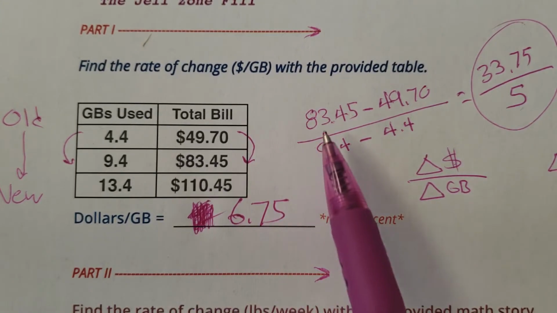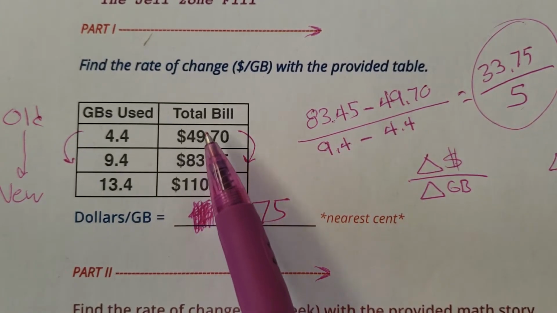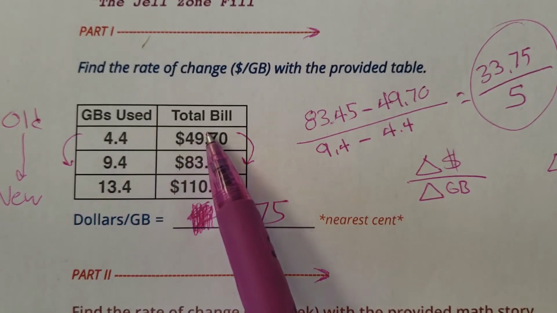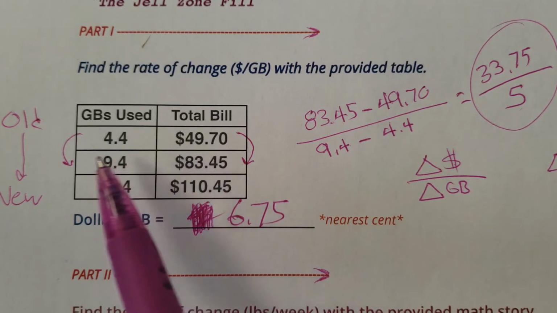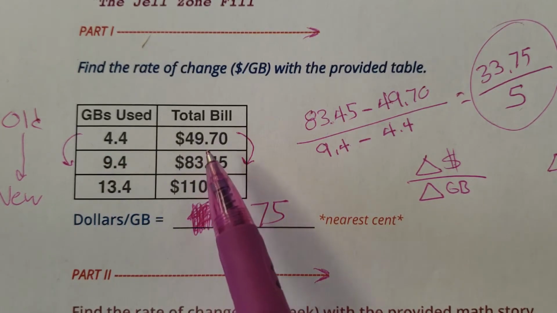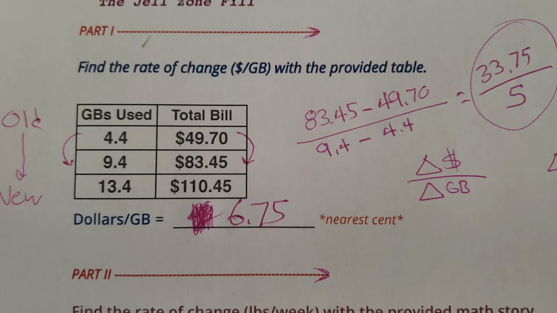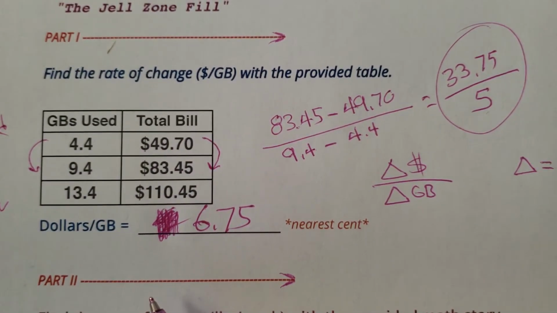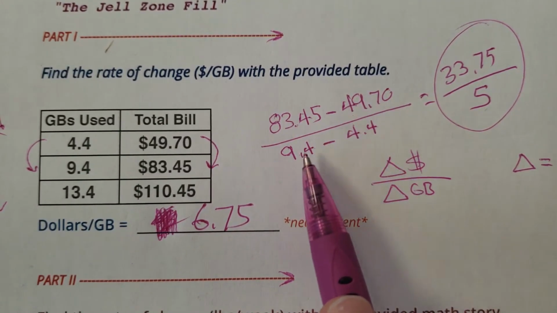How do you do change? Well, you take new minus old. So I took a new minus an old, and then I put it over the same move, new minus old. I used the first and second rows of my table. You could use the first and second and third, first and third. Doesn't really matter, okay? As long as you make the same move, as you can see I did here, you should be okay. New minus old, new minus old.